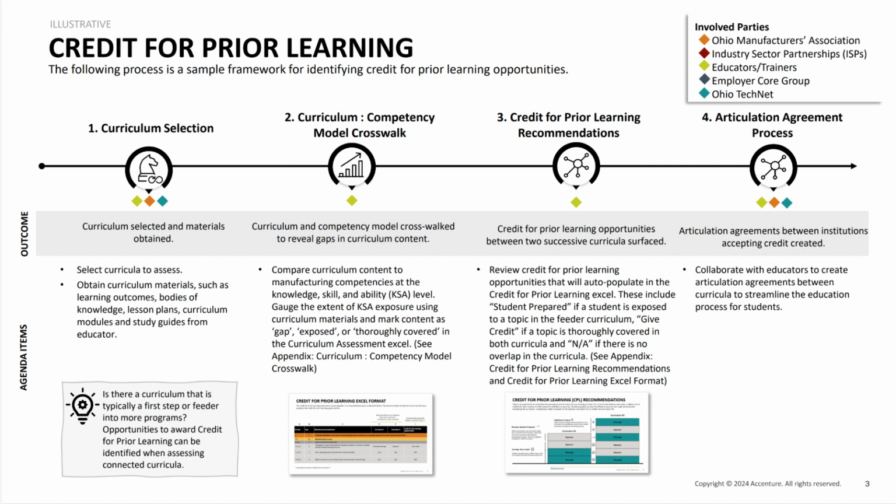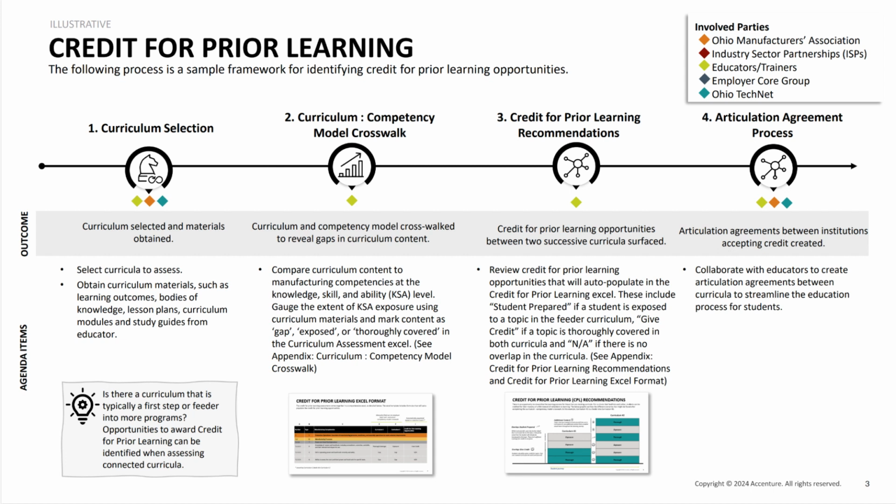The first two steps are going to look pretty familiar if you have in the past performed a curriculum assessment. The first step is curriculum selection. This is selecting at least two programs for prior learning assessment. These are two curriculums that feed directly into each other, so curriculum 1 is going to feed directly into curriculum 2.